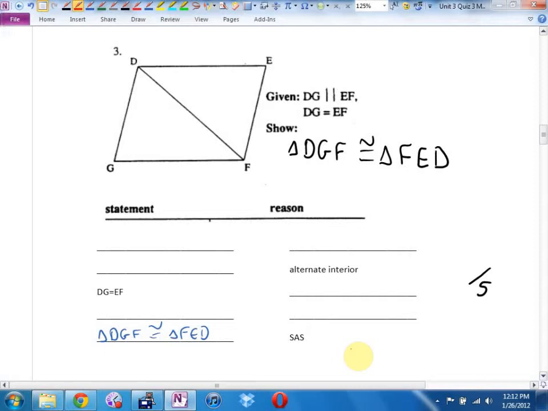When in doubt, start out with a given. So, D, G is parallel to E, F, given. How do I show parallel lines? What symbols do I use? So, DG is parallel to EF.